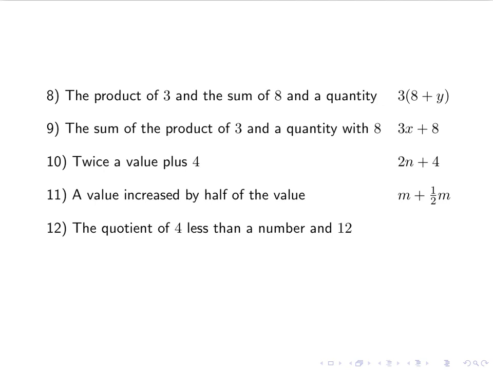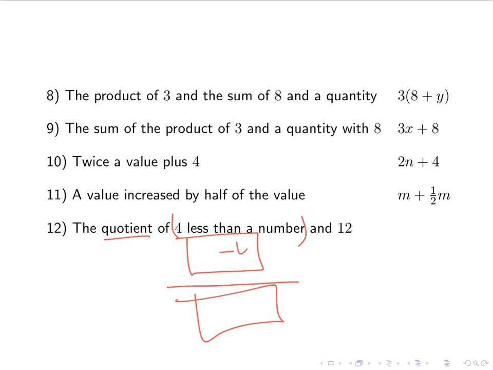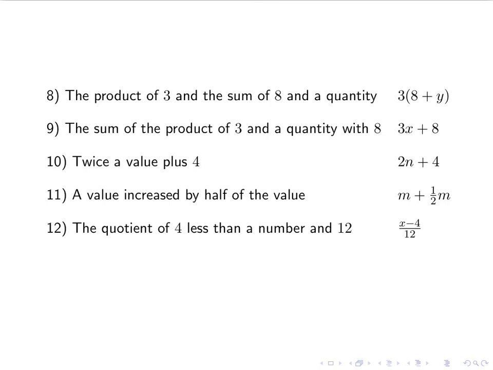And then the last one, a quotient of 4 less than a number and 12. Okay, so this is again where I've got two operations. I've got quotient, so something over something. So it's a quotient of 4 less than a number. So 4 less than means I'm going to be subtracting 4. A number, pick a variable. I'll call it x. So it's a quotient of x minus 4 and 12. So x minus 4 over 12.